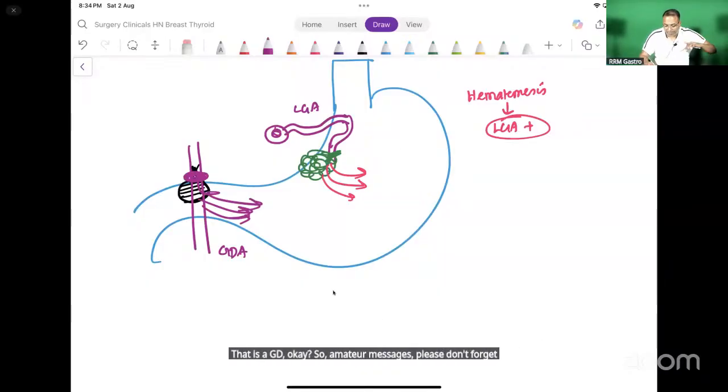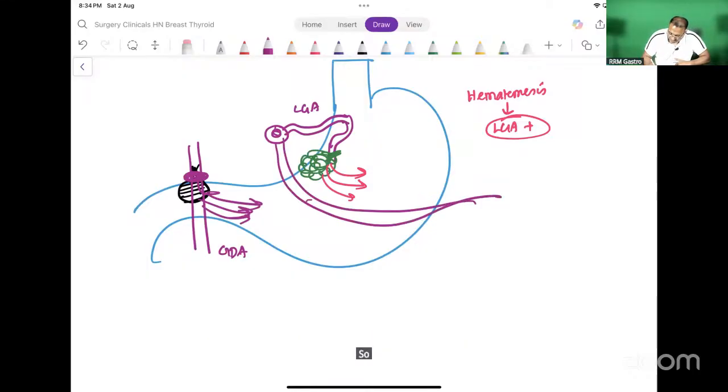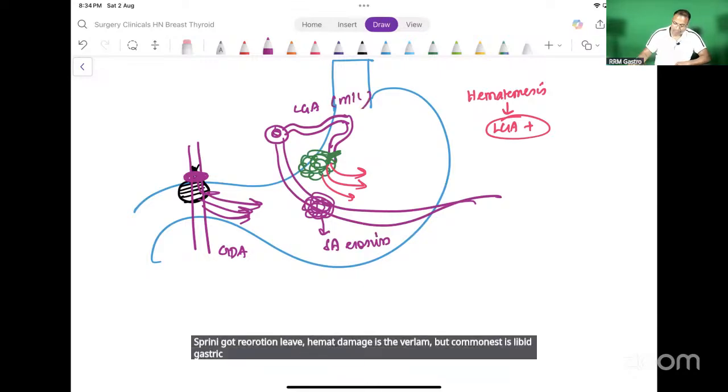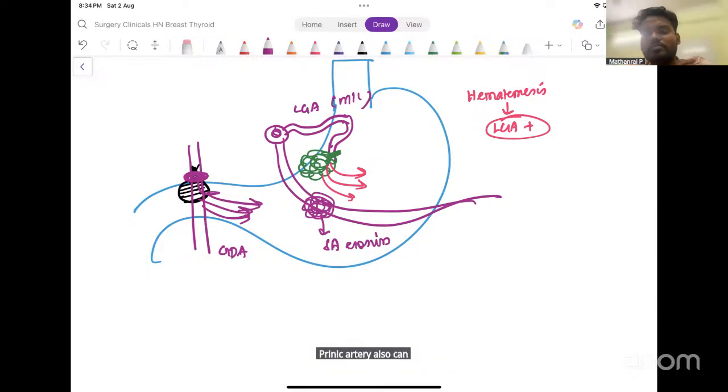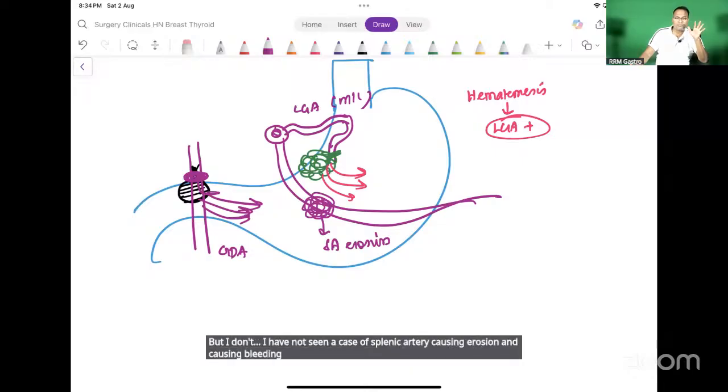Some examiners might say the bleeding can be from the artery running posterior to the stomach like this. So sometimes the stomach can erode into the splenic artery also. Splenic artery erosion can cause hematemesis, but the commonest is left gastric artery bleeding. The splenic artery can also get eroded because it is running on the posterior wall. But I have not seen a case of splenic artery erosion causing bleeding. Most of the cases which I have seen are all left gastric artery bleeding only. Okay.